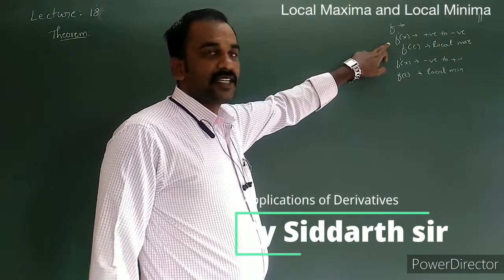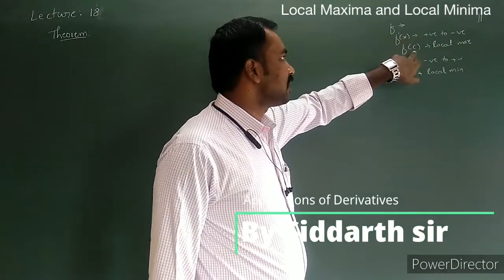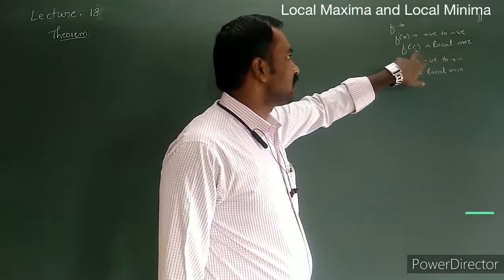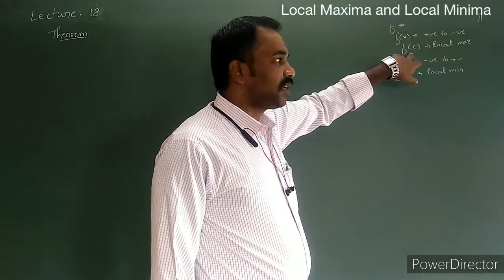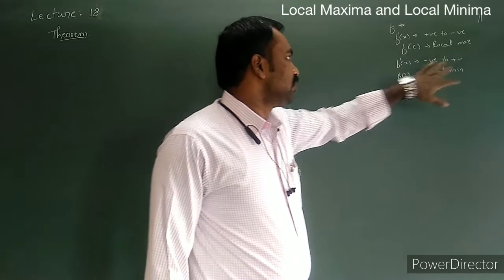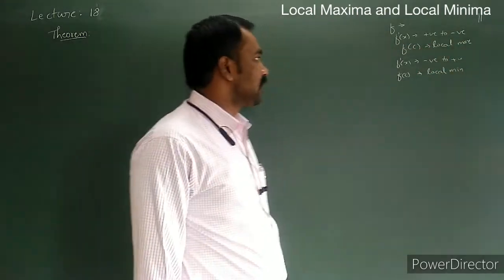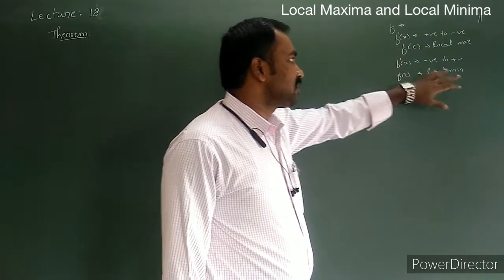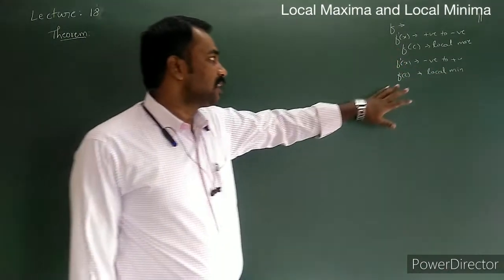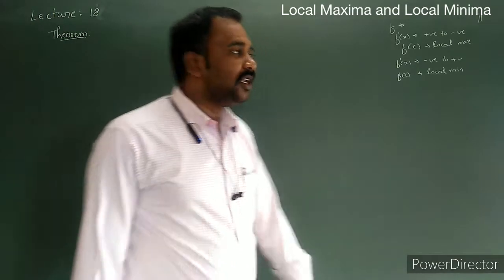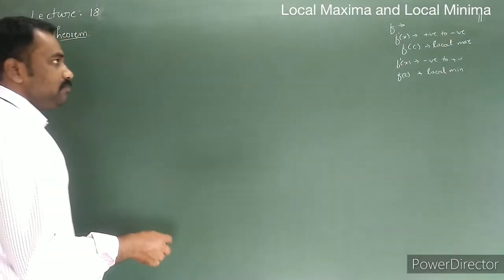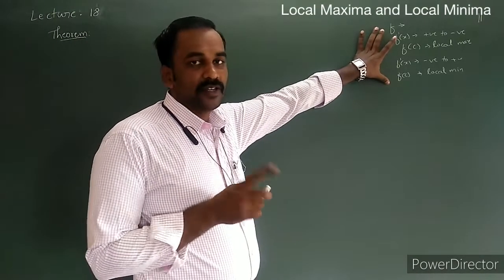Where it changes, that is a critical point. At that critical point, we need to find the function value, that is the local maximum, whenever f dash of x changes the sign from positive to negative. Similarly, if f dash of x changes the sign from negative to positive, in that case, f of c is the local minimum. Based on this theorem only, we just solve one example.